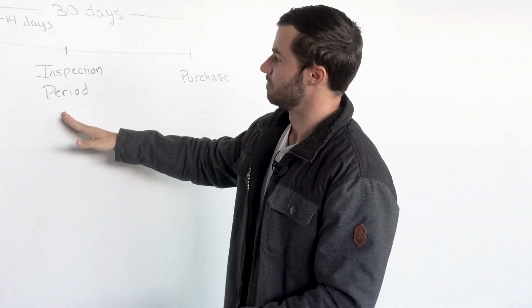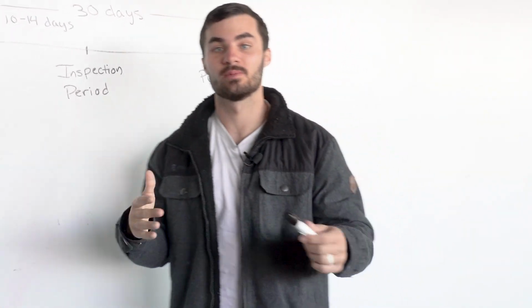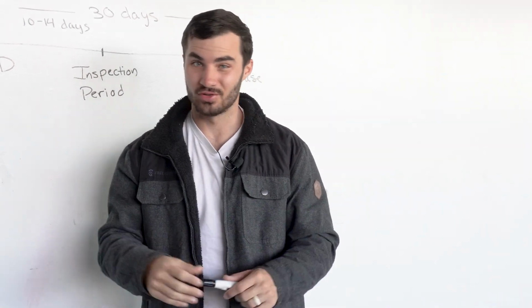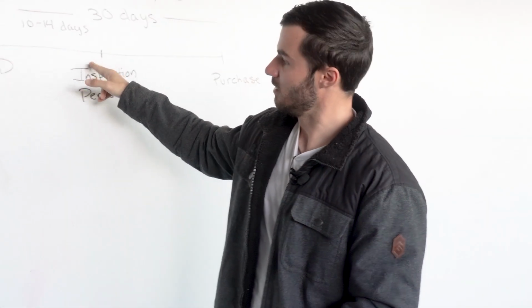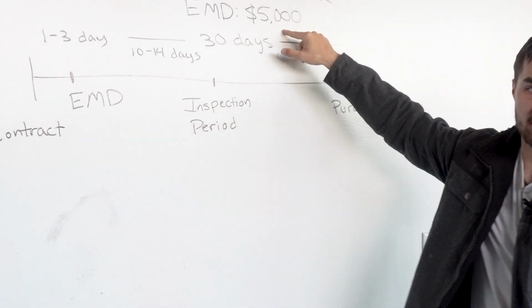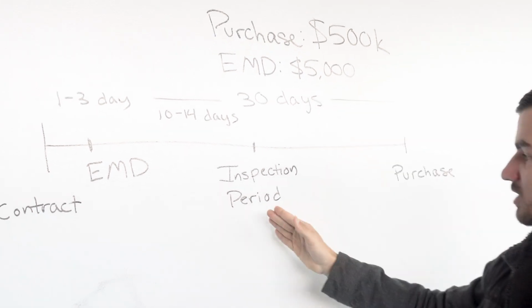And in this time, up to the inspection period, if there were to be something you found, or usually even if you just change your mind, you can back out of the deal right here and you can get this money, this $5,000 back. So that's what the inspection period is for.